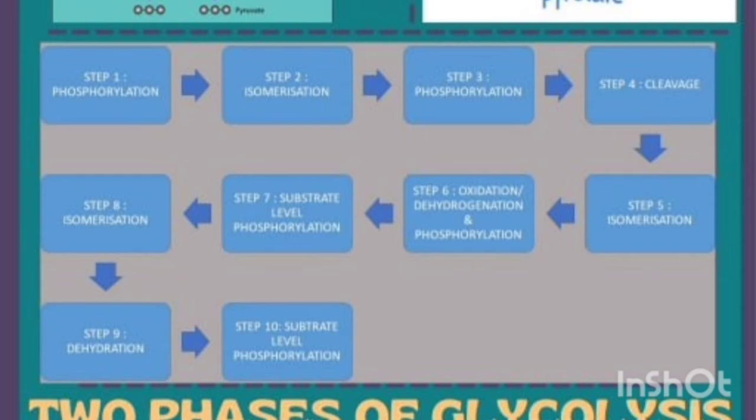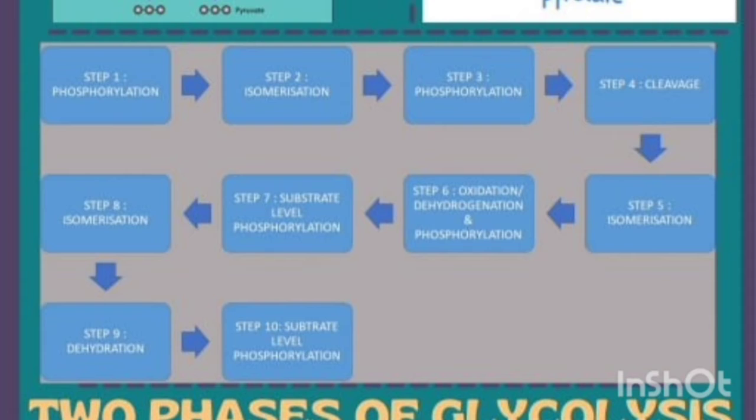Step 6 is oxidation, hydrogenation, and phosphorylation. Each G3P molecule is oxidized and NAD plus is reduced to form NADH plus H plus. The product then undergoes a phosphorylation reaction with inorganic phosphate to yield a higher energy substance, 1,3-bisphosphoglycerate.